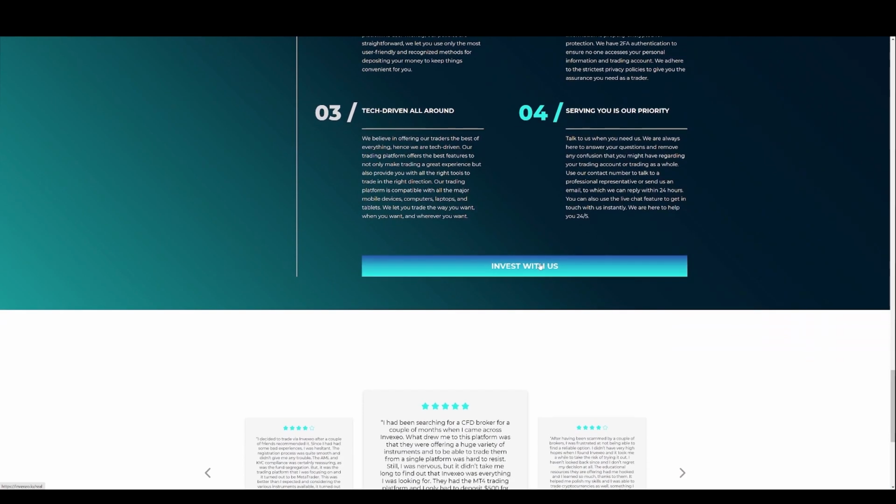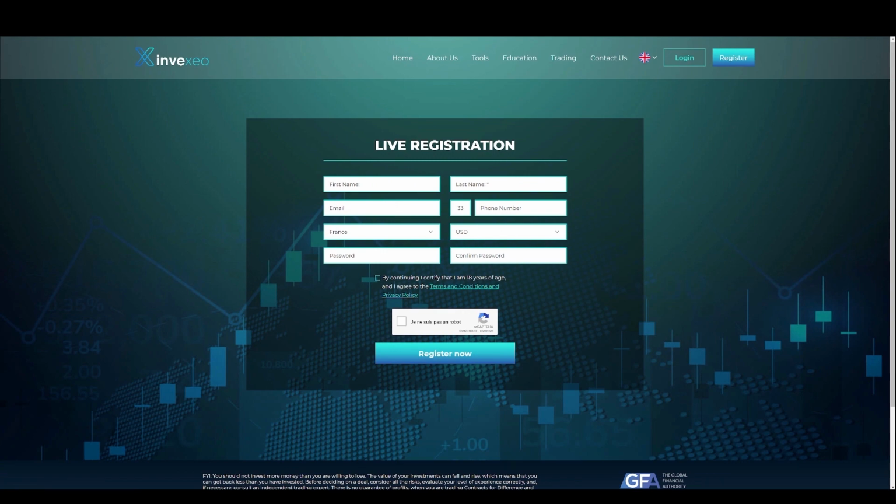In this respect, the Invexeo platform remains interesting because it takes a turn as others have done before it, namely to limit access to registered users. In a sector as competitive as online brokers, the strategy could well pay off.